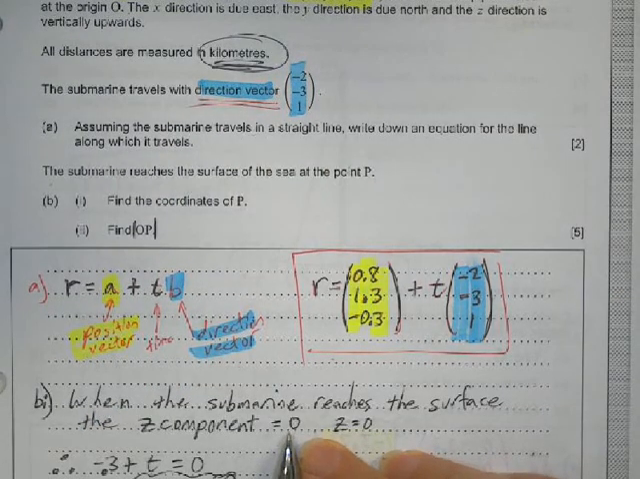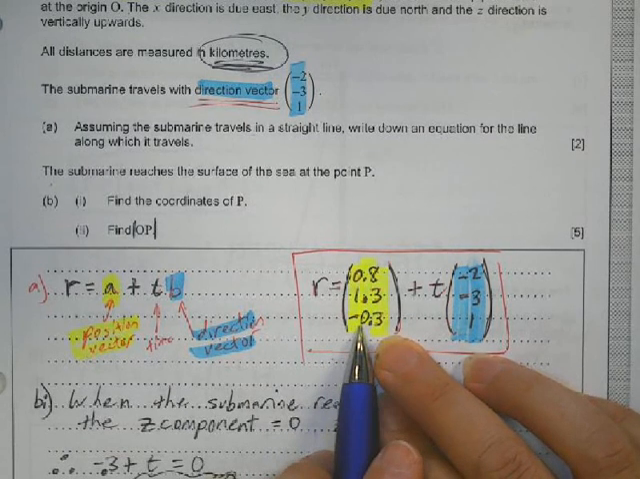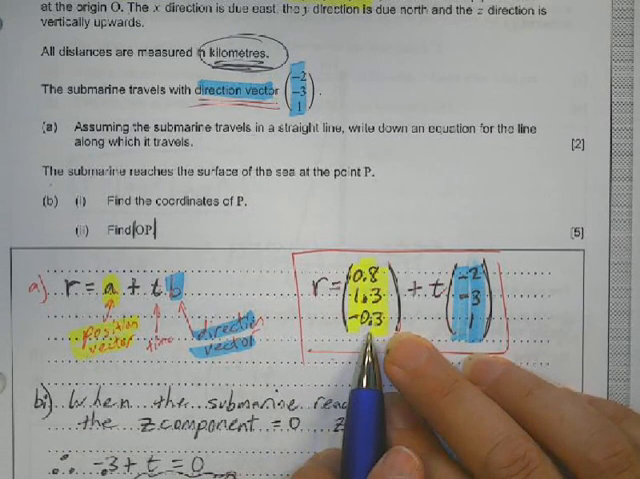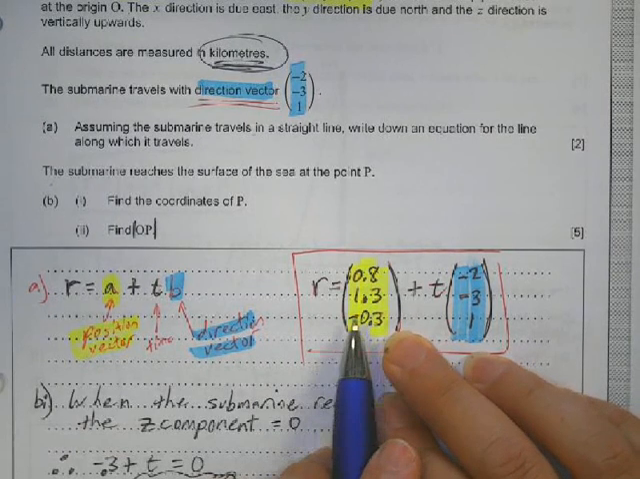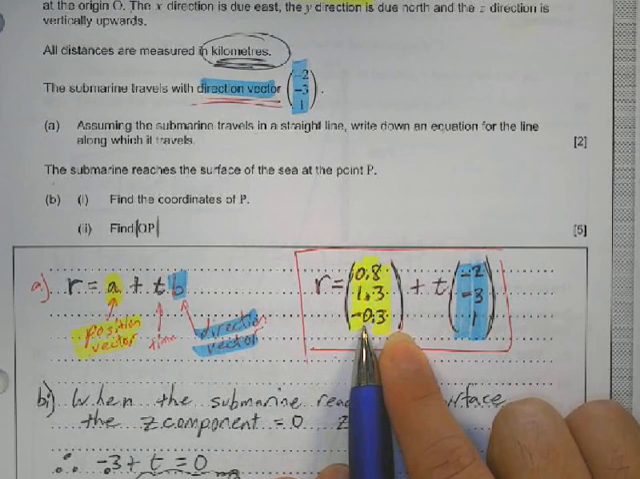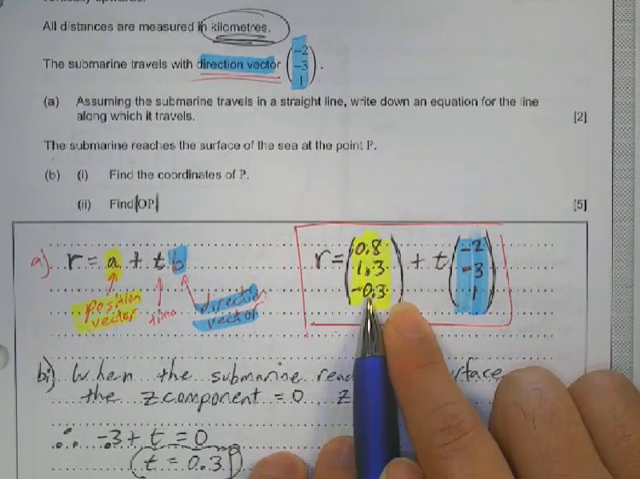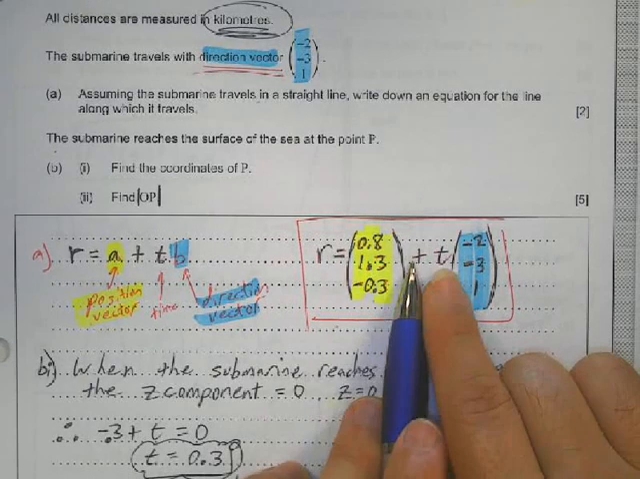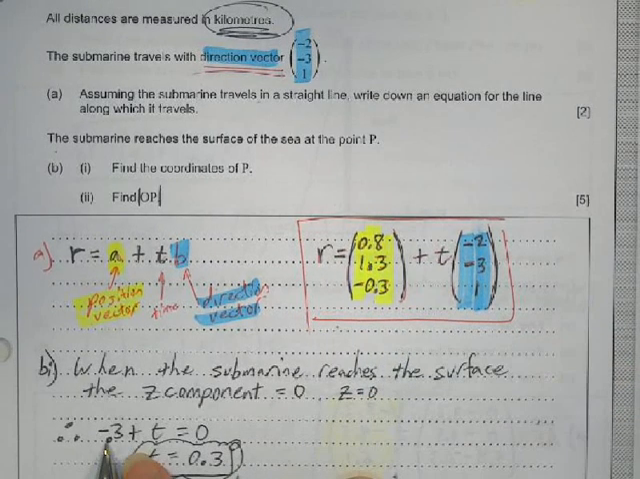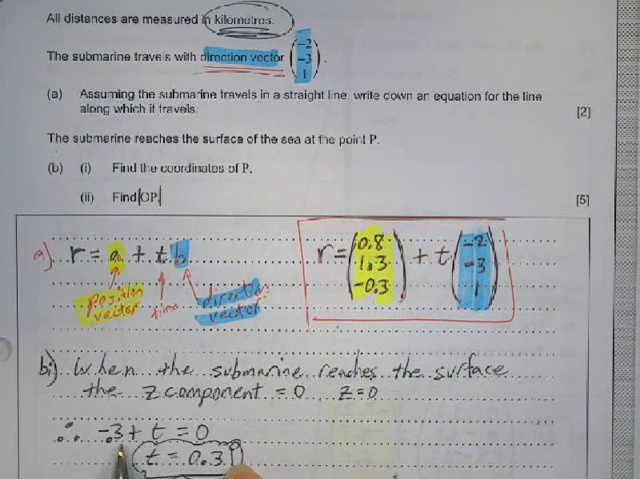So if you look at our original location where we're starting, we're at negative 0.3, so that means we are underwater at this point. I don't think the submarine is going to float above the water in this example. So we want to find out when this is going to be equal to 0. I use the bottom row: negative 0.3 plus t times 1. So I can add 0.3 on both sides, and I get t is 0.3.